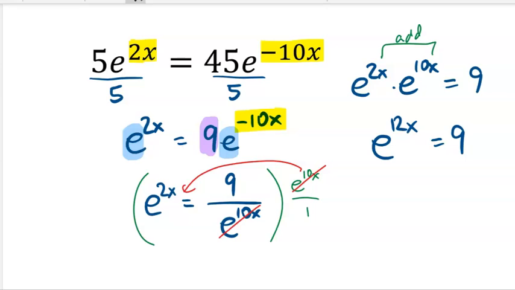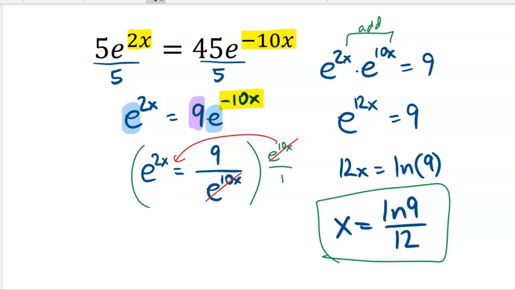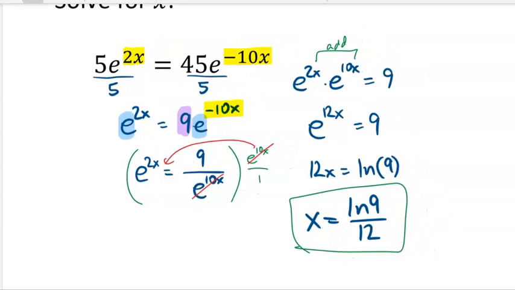And having a single exponential expression on the right-hand side equal to a number, I can rewrite this using a logarithm. The equation is equivalent to 12x equals log base e, or natural log, of 9. And so we can divide both sides by 12 to reach a final answer. And that's a pretty good place to stop, but we can make things a little bit simpler if we notice that 9 is a perfect square.